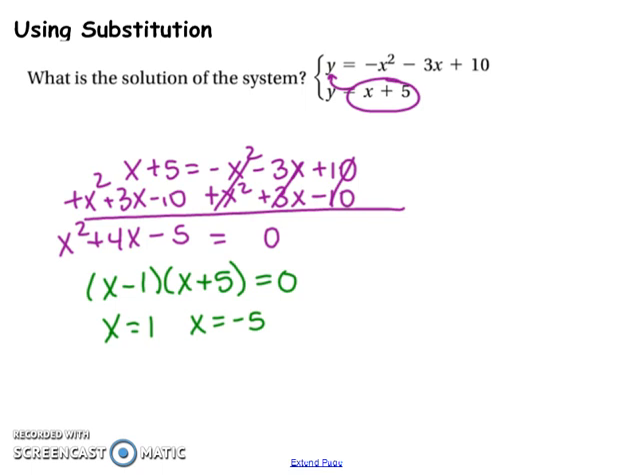So right now we only have our x values. We need to find the corresponding y values. So take either of the two original equations. So I'm going to take the one that's easier. I'm going to take y equals x plus 5, and I'm going to plug it in.